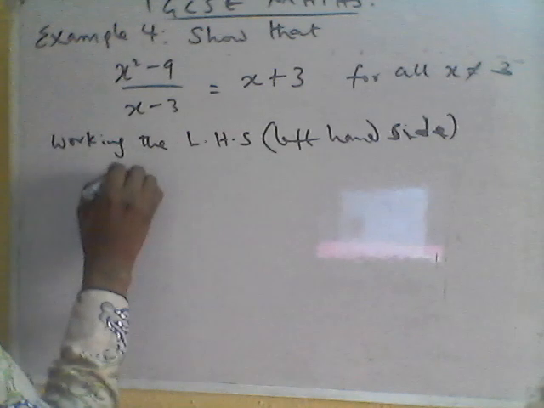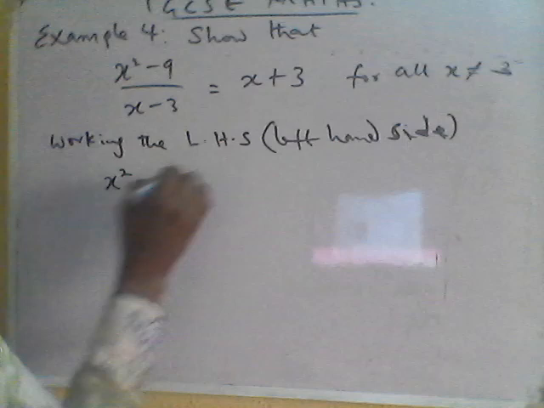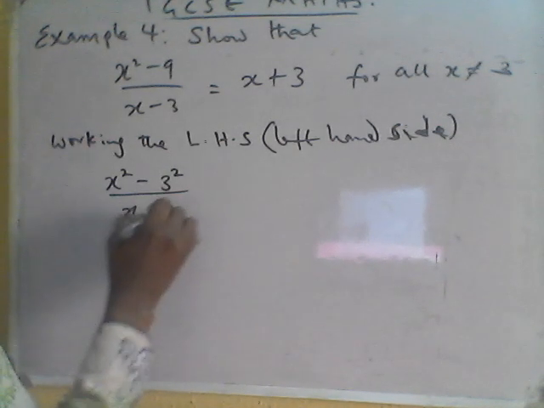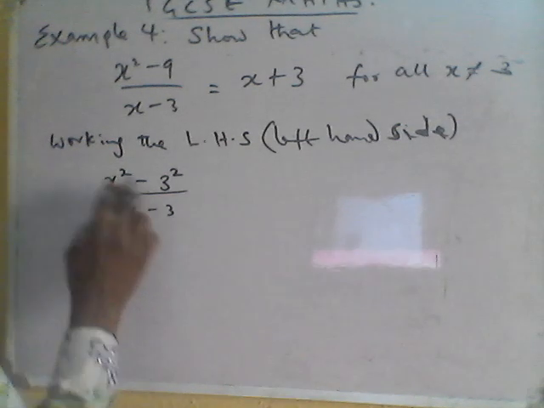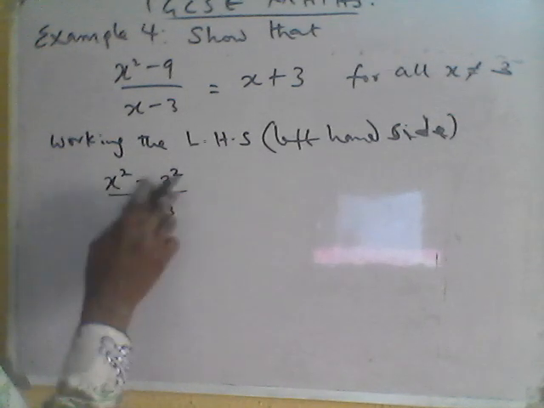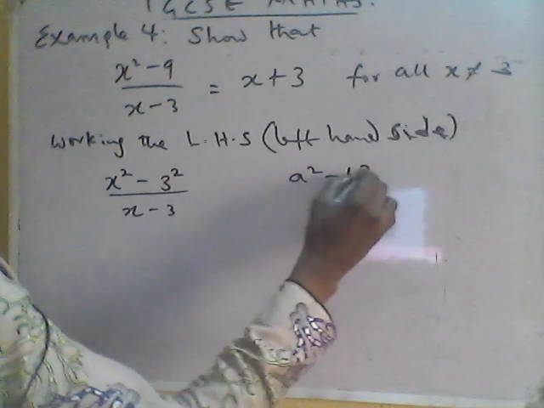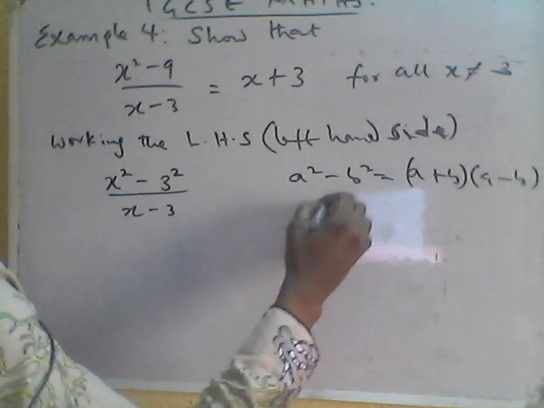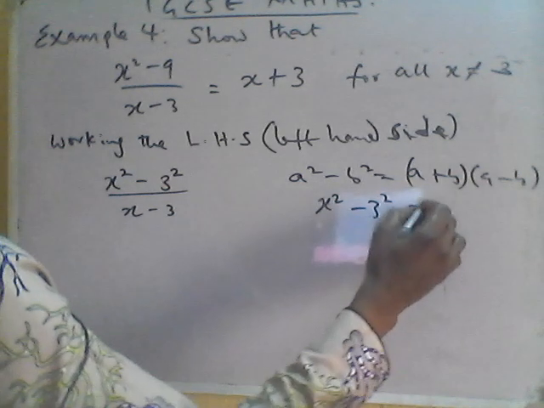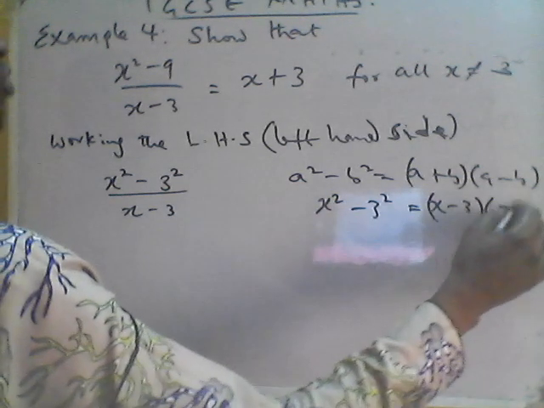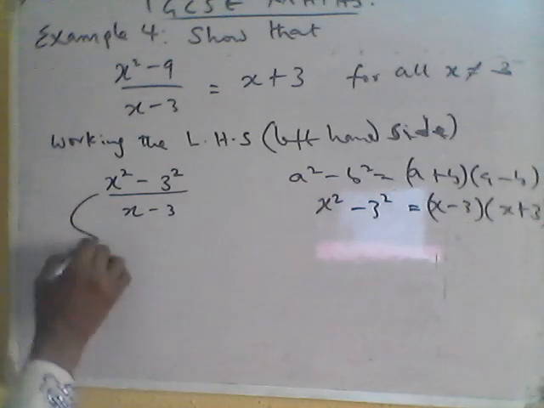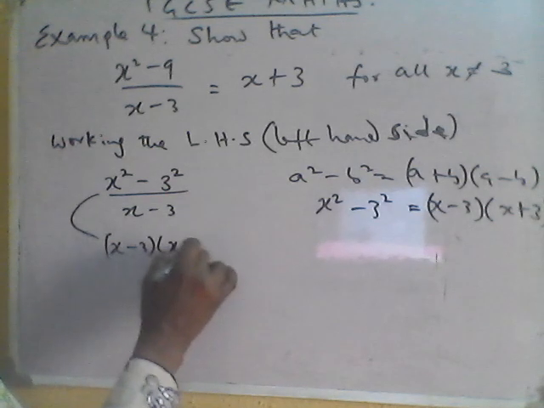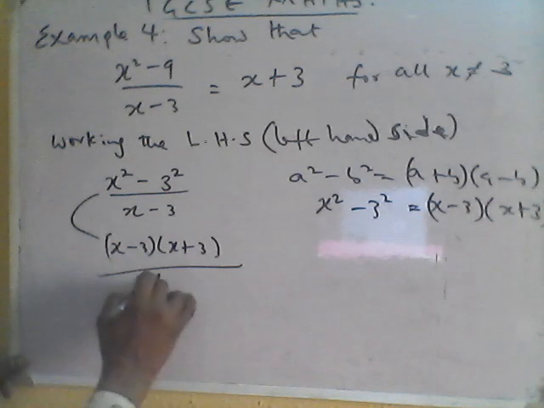This is x squared minus 3 squared, because 9 is the same thing as 3 squared, right? All over x minus 3. Still on the left hand side, this is actually a difference of two squares. We have done that before, when we say a squared minus b squared is equal to (a plus b)(a minus b). So x squared minus 3 squared is (x minus 3)(x plus 3). So this is (x minus 3)(x plus 3), all over x minus 3.